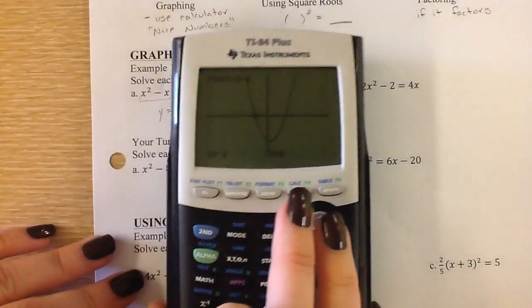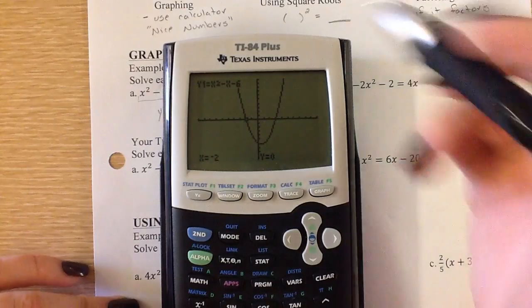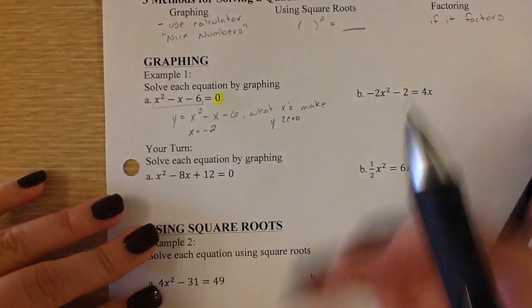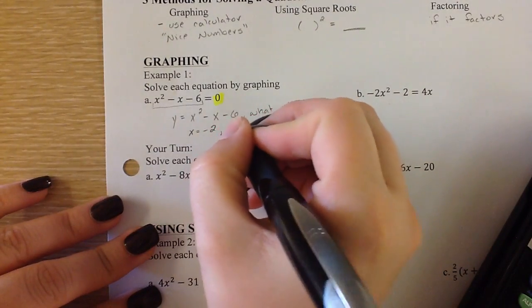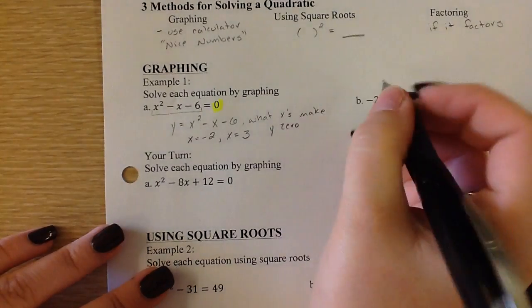But if you notice, this has more than one solution because there's another point over here that makes it 0. So let's trace. It looks like it's at 3. Yep, 3. So also x equals 3. So there's 2 solutions here. So it has what we call a solution set.